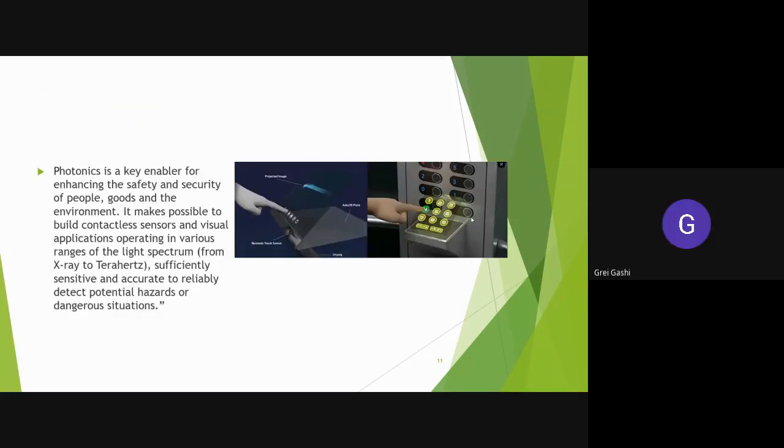Photonics is a key enabler for enhancing the safety and security of people, goods, and the environment. It makes it possible to build contactless sensors and visual applications operating in various ranges of the light spectrum, from X-ray to terahertz, sufficiently sensitive and accurate to reliably detect potential hazards or dangerous situations. We can use it also in banks and such things. So it's harder for people to see your code, as there are no prints on the numbers.